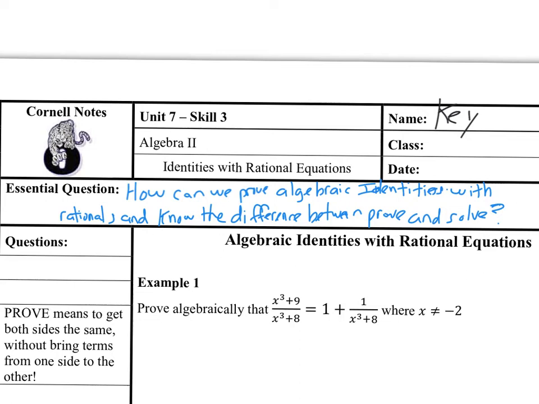Alright, so Unit 7 Skill 3: how can we prove algebraic identities with rationals and know the difference between prove and solve? We do need to be very careful because they look pretty much the same, except the key word right at the very beginning, prove. Last class it would say solve, or find x. So prove means we need to get both sides to be the same without bringing terms from one side to the other, and that's the basic gist of it.